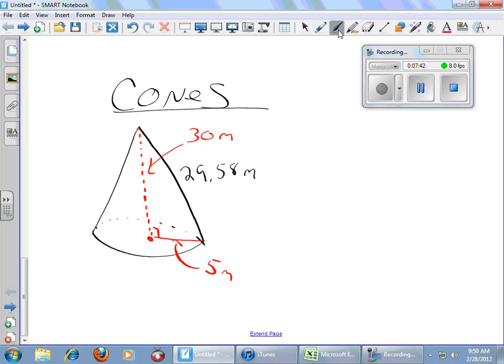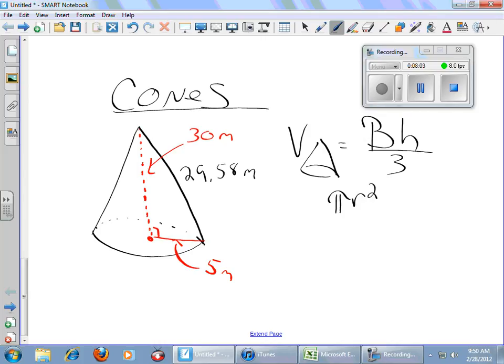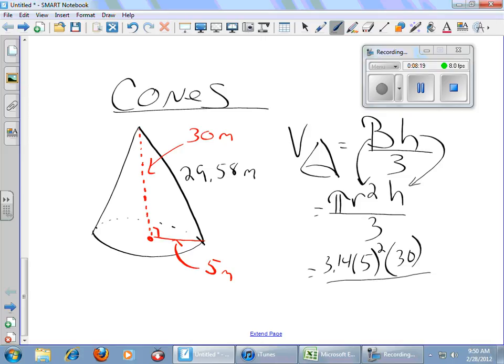Okay, now the volume is pretty easy. The volume of a cone is just like doing the volume of a pyramid, except that your base is a circle. So I have to do the area of the base, multiply by the height, and I'm going to divide by 3. Well, the area of the base is a circle, so that'll be pi r squared times h, the height, right? And I'm going to divide that by 3. Well, pi, we use 3.14 for an approximation. The radius is 5, and the height is 30. And I'm going to divide by 3.